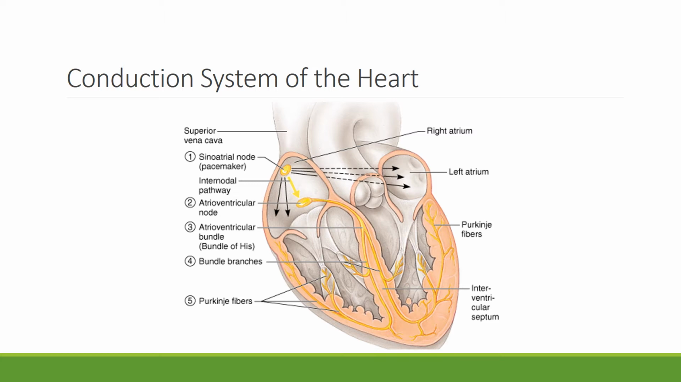It begins in the right atrium with the SA node, or the sinoatrial node, also known as the pacemaker. From there, the electrical impulse will travel to the AV node, then to the atrioventricular bundle of His, to the bundle branches, and finally to the Purkinje fibers. We'll look in more detail at this in just a minute.